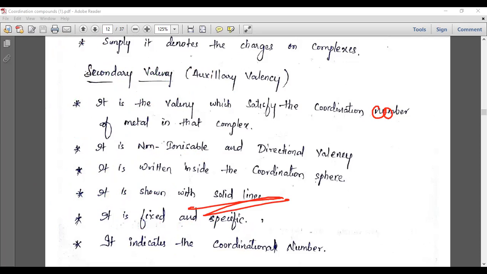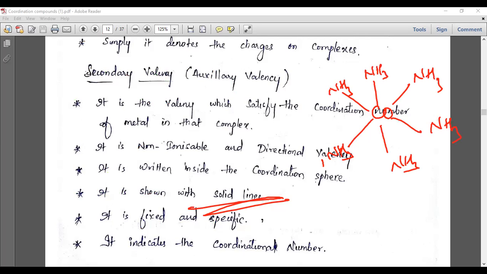We have already completed the geometry of these complexes. So you should write the geometry of this particular complex like this: NH3, NH3, and this is our octahedral structure. You should remember these points here. These six ligands are coordinate covalent bonds, which are also called dative bonds.